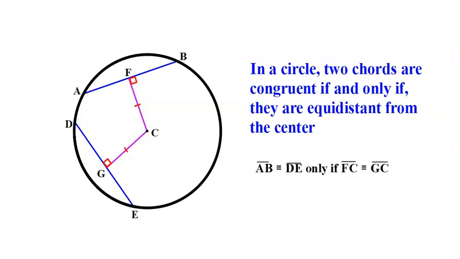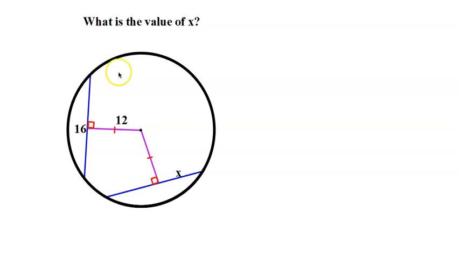All right. So let's take a look at this one. We need to find the value of x. Well, I don't know how long this chord is, right? But I do know, hey, look, the pink segments are the same. So we have the same distance from the center of the circle. That means my blue chords are the same length.